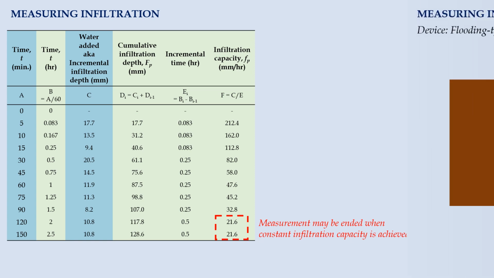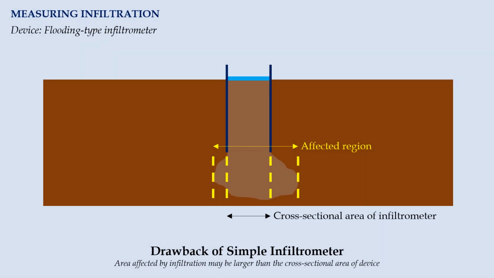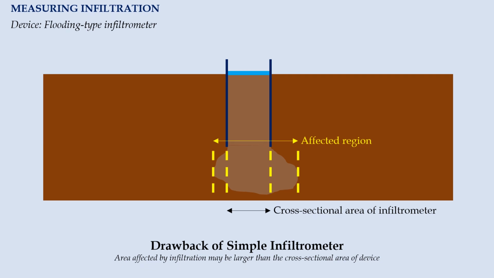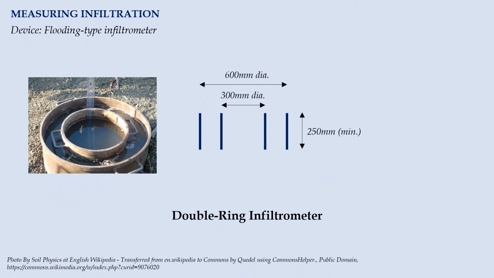One drawback of the simple infiltrometer is the tendency of infiltrated water to spread outside the footprint of the device. As a result, the actual area where infiltration takes place is larger than the area of the ring. To overcome this problem, a double ring infiltrometer may be deployed.